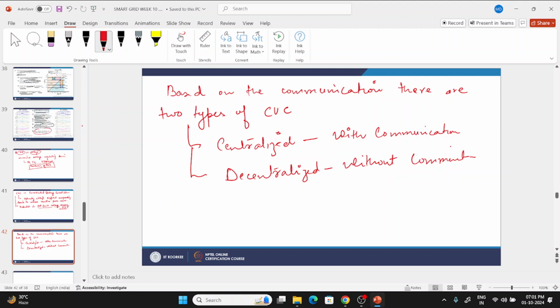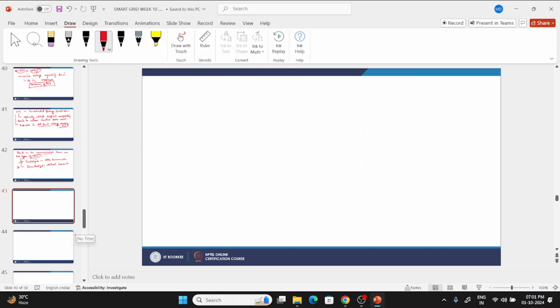Okay. So depending upon the communication, CVC means coordinated voltage control scheme. There are two types of CVC. One is a centralized scheme, which has communication with other devices, and a decentralized scheme, which doesn't have any communication. Now, what are the devices which I talked about? Voltage regulating devices. Okay.